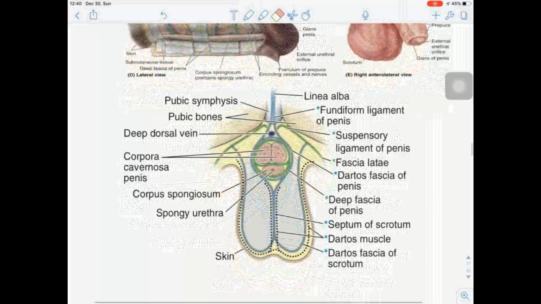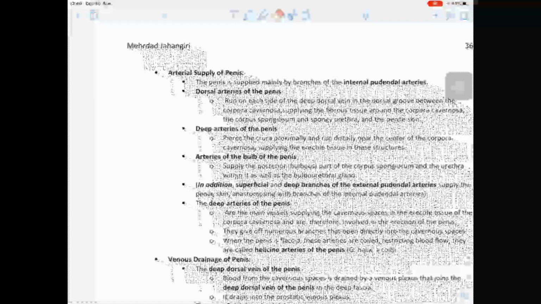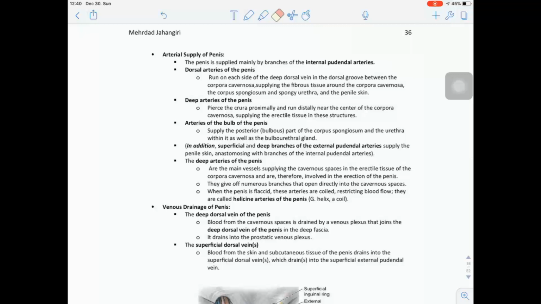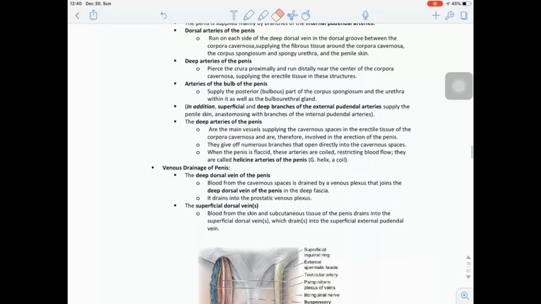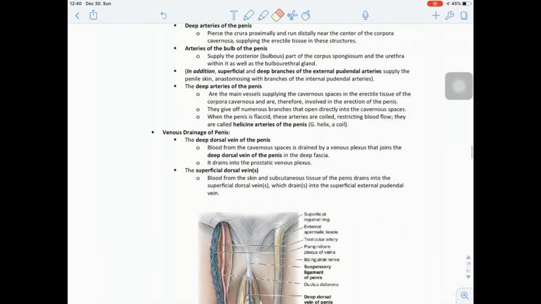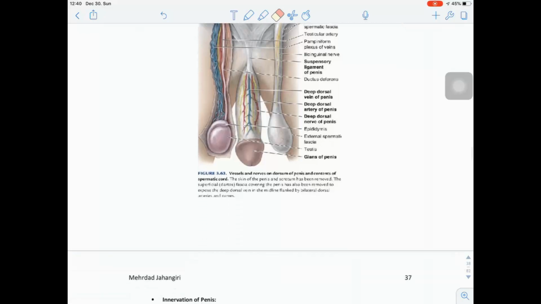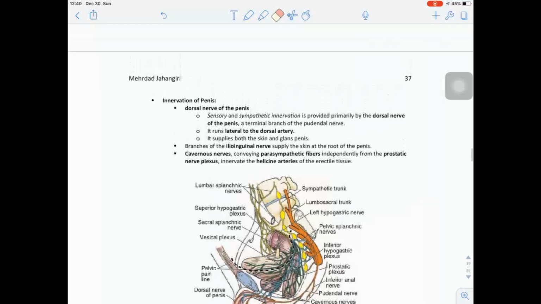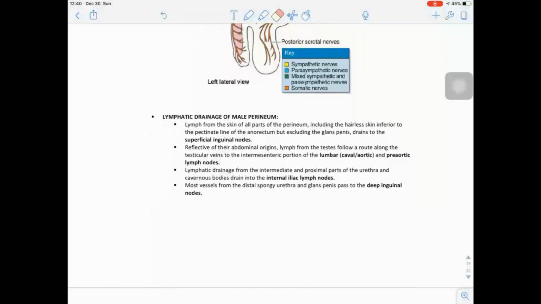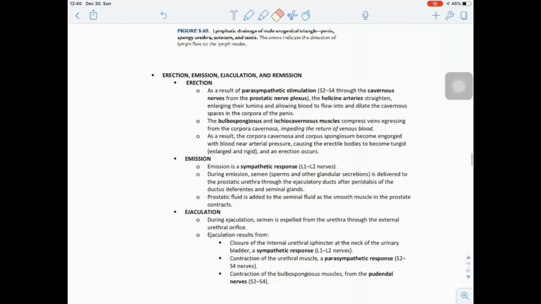All right. The very last thing for today. Again, arterial supply. I wrote it here. I mentioned the artery to the bulb of the penis and so on. And the next thing is going to be about erection of the penis and the sexual functions of it, to see how it works.